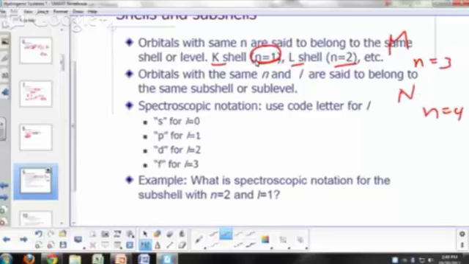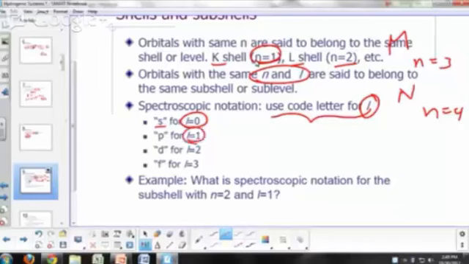Okay. Now, orbitals that have the same n and L, we say, belong to the same subshell or sublevel. Right? And we usually use a code letter for the quantum number L. So the code letter for L equals 0 is S. It's called spectroscopic notation. The code letter for L equals 1 is P. So I've heard about p orbitals. Okay. P orbitals are orbitals for which the quantum number L is 1. Okay. S orbitals are orbitals for which the quantum number L is equal to 0.